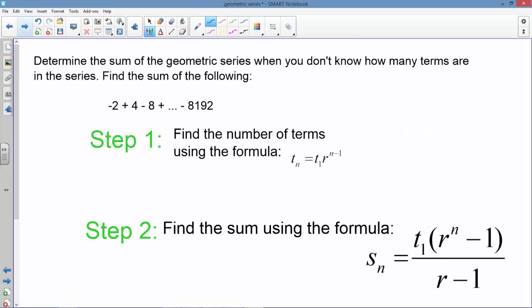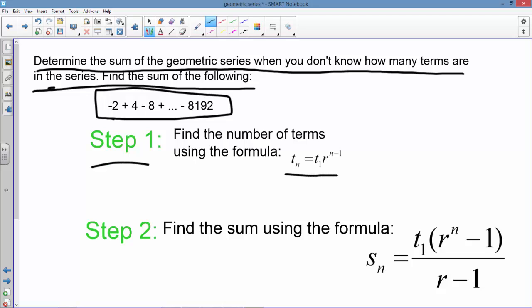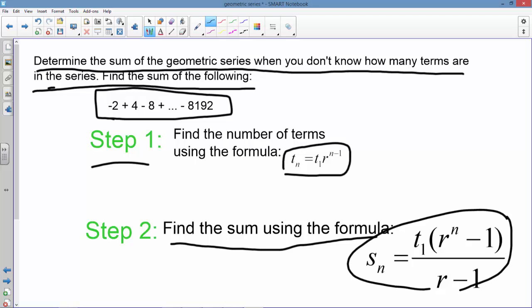Now I've got one more example for you, and I want you to try this one again at home, and we'll bring this back to class. I've given you lots of hints for this question. So it says determine the sum of a geometric series when you don't know how many terms are in the series. Find the sum. Okay, so here is the series. The first step is, again, to find how many terms, or n, using this formula, and then finding the sum using this formula. So there's 2 steps to this. I want you to try this on your own and bring it to class.